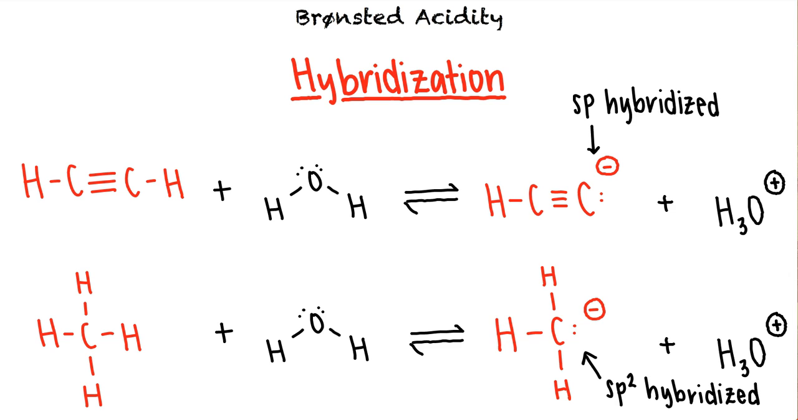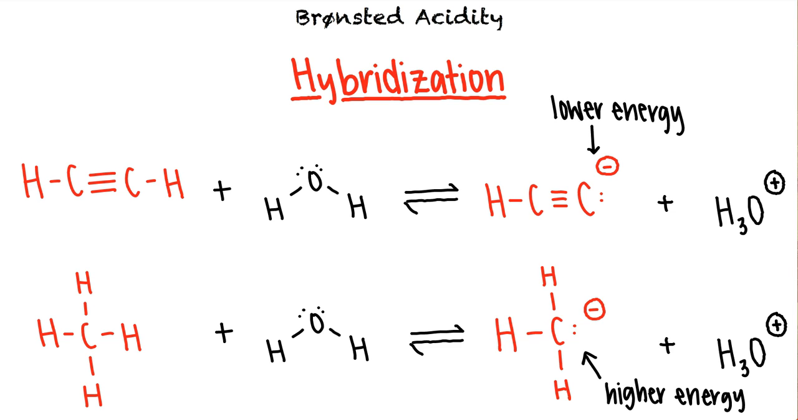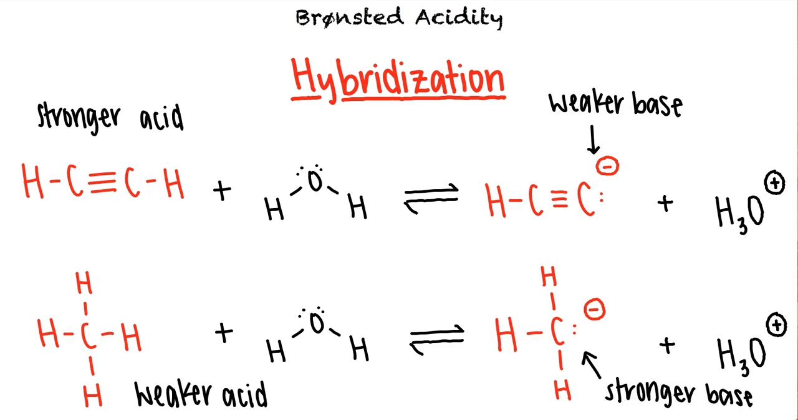Because the electrons in the sp orbital are lower in energy, this conjugate base is more stable and therefore weaker, making the corresponding acid the stronger acid. So, as a general rule, acidity increases with increasing s character of hybridization.